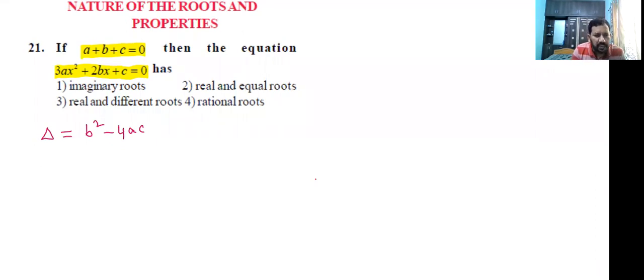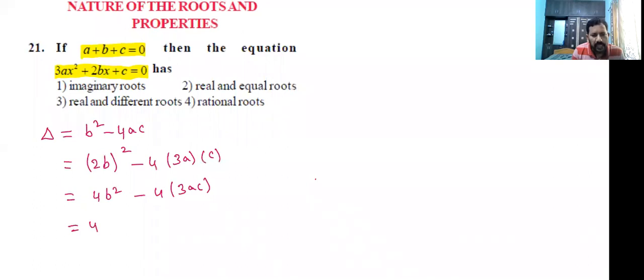Now, delta is equal to b square minus 4ac. See the quadratic equation. What is b? It's 2b whole square minus 4 into 3a and c. Now see the calculation here: 4b square minus 4 into 3ac. Take 4 common, and here we are getting b square.